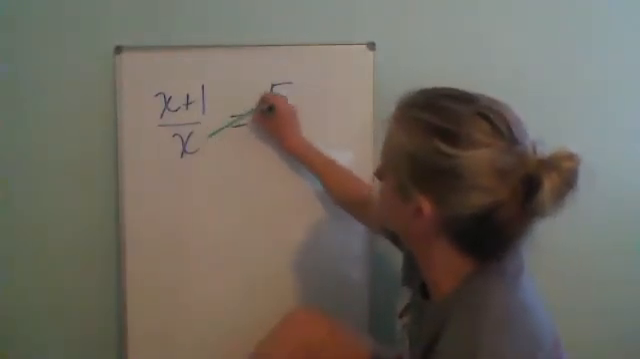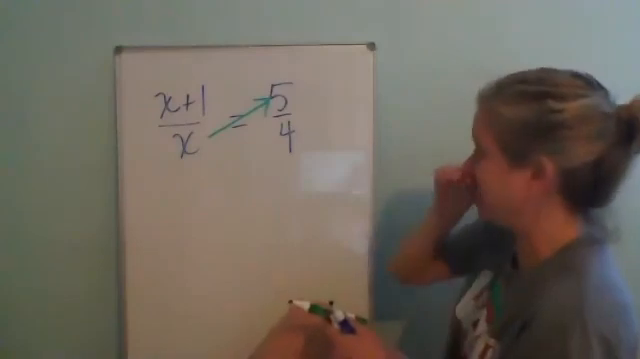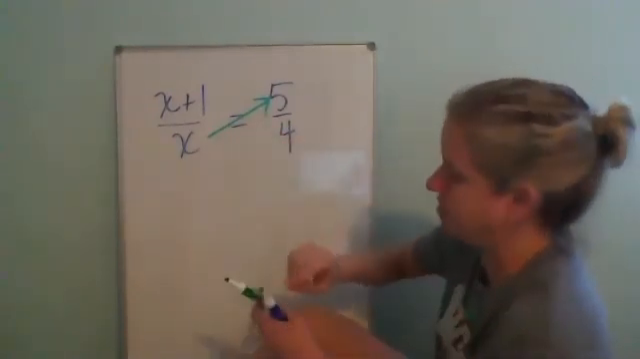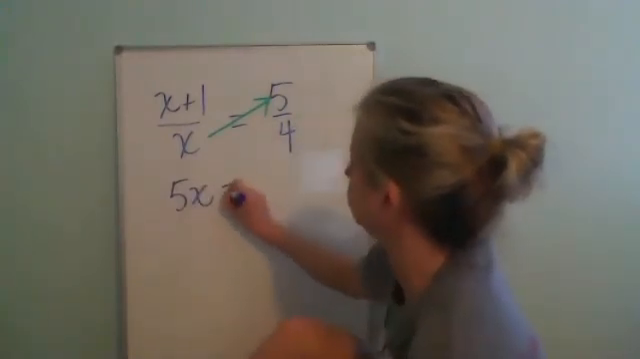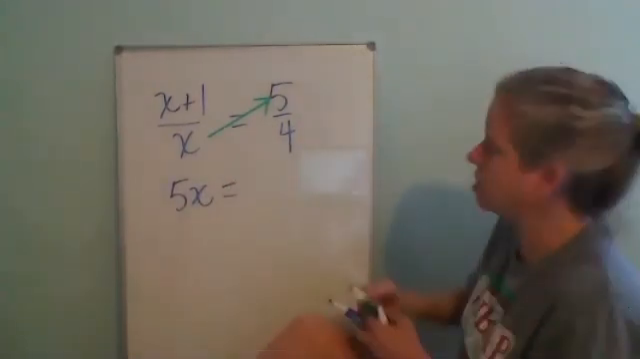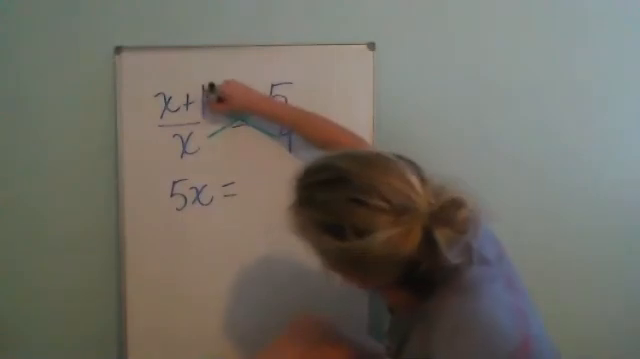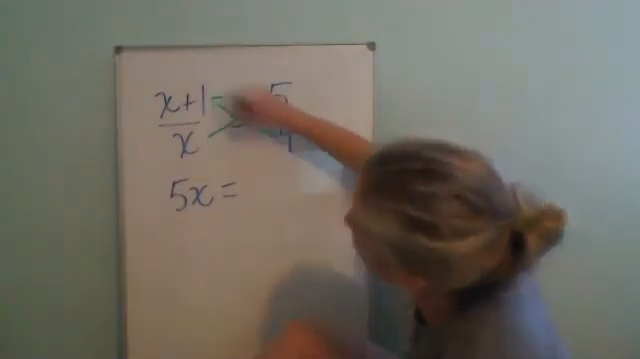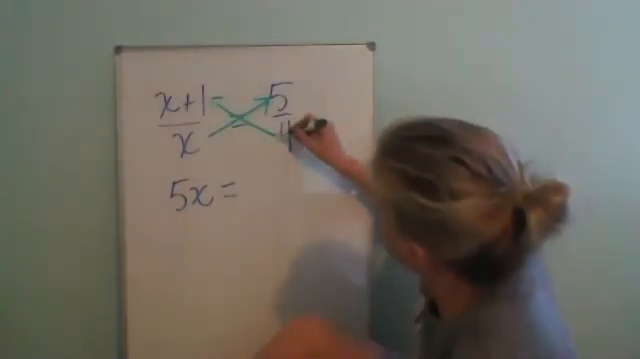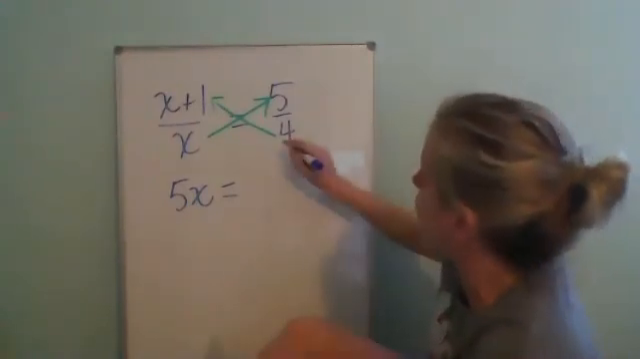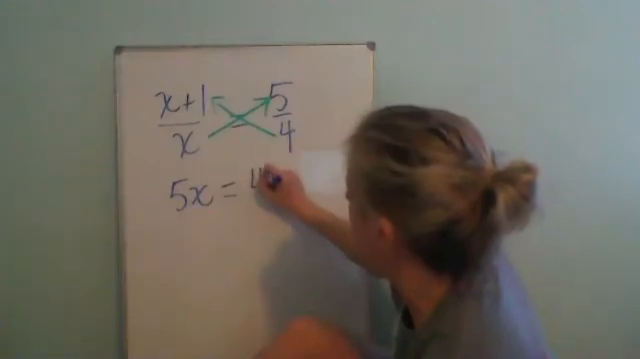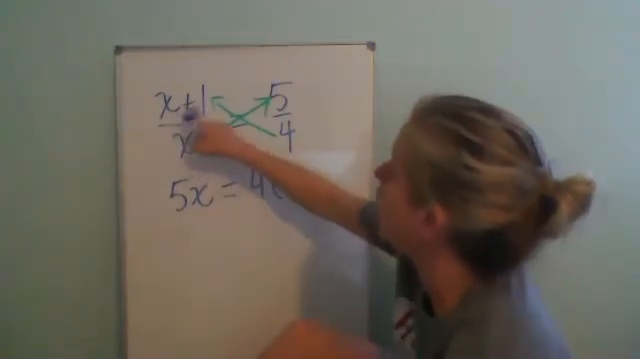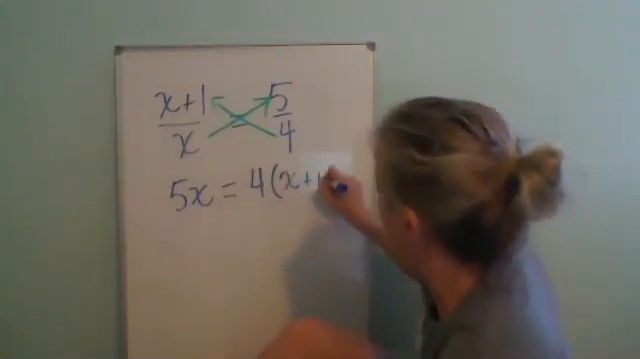I can do this bottom times that top. So let's see, I have x times 5, which just gives me 5x. Now that's going to be equal to, do the other diagonal. That's why it's called cross multiplying. So let's see, on this time I'm going to have what? 4 times that whole thing. So you should probably write it out. 4 times all of this, x plus 1.